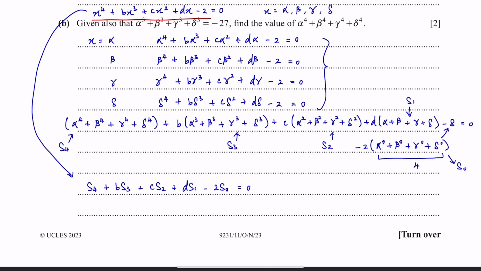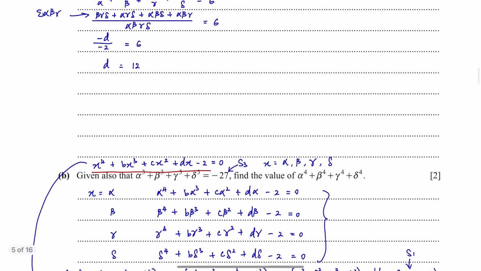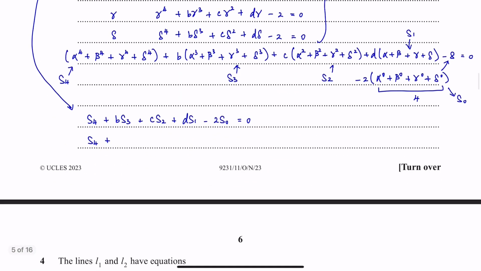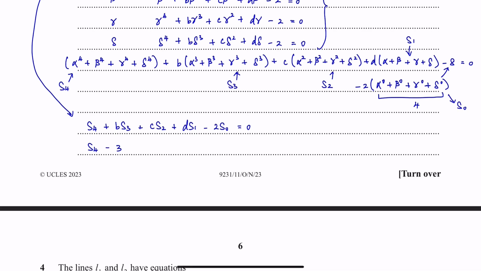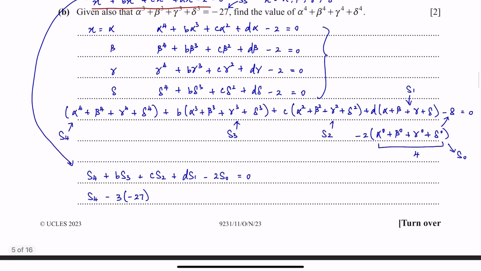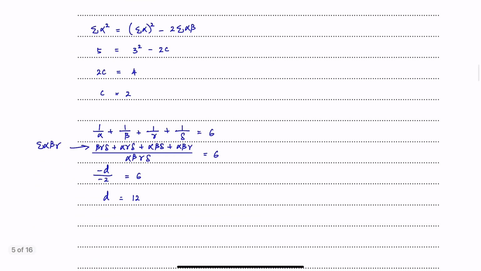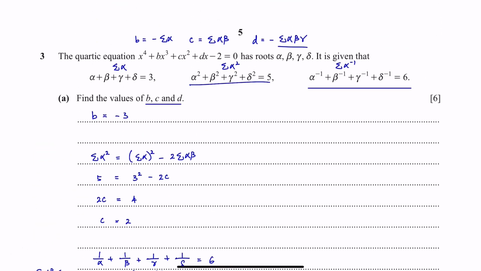Okay, so now we can start doing. We are given that this is S3 basically. S3 is minus 27. So S4 plus what is B? B is minus 3. Minus 3, S3 is minus 27. Plus C is 2. And S2 is 5, which is shown here. This is S2.